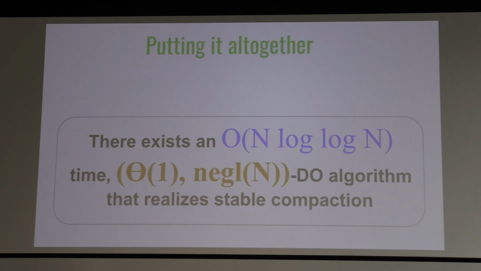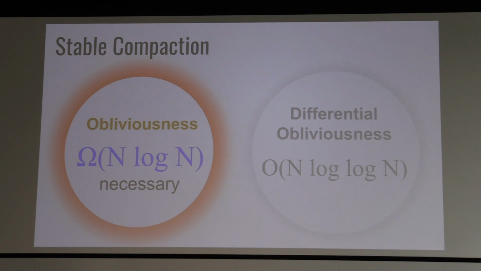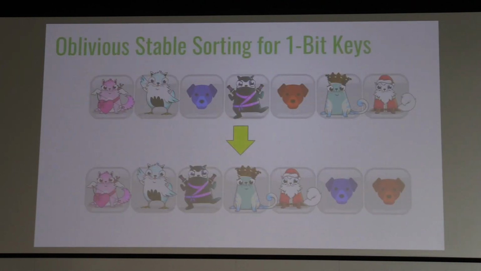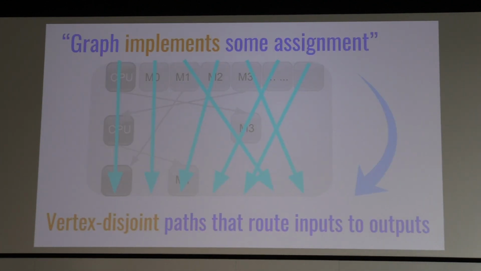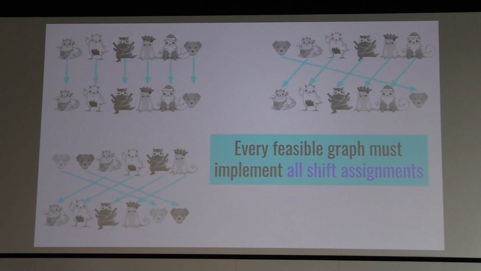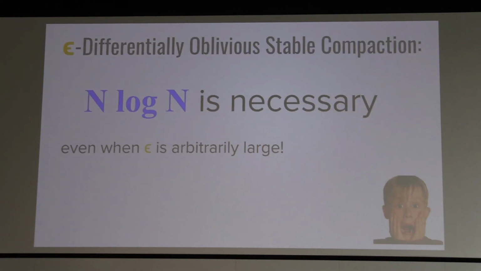And here's the theorem statement. We can achieve n log log n runtime. We get constant epsilon and negligibly small delta. OK. So maybe I will skip the lower bound proof. We can show that with obliviousness, you really need n log n.